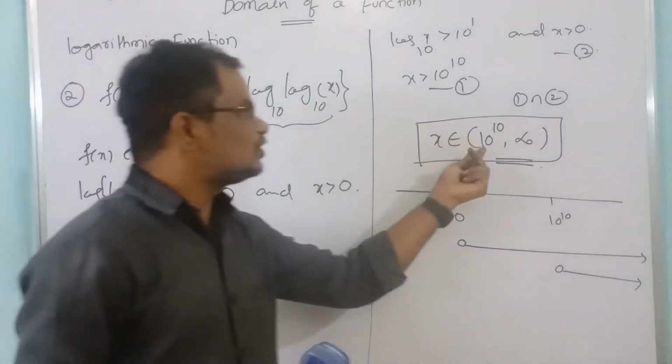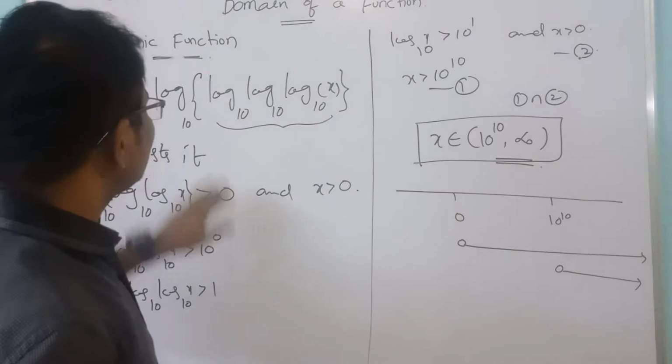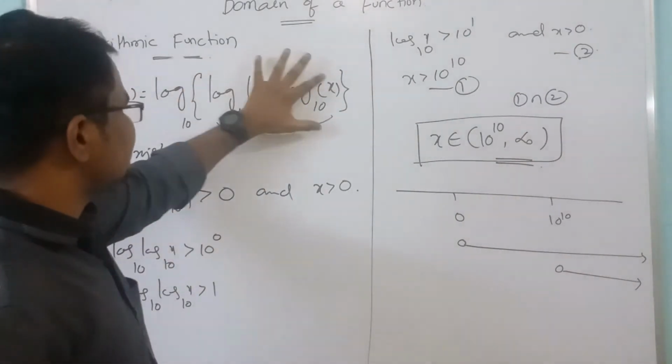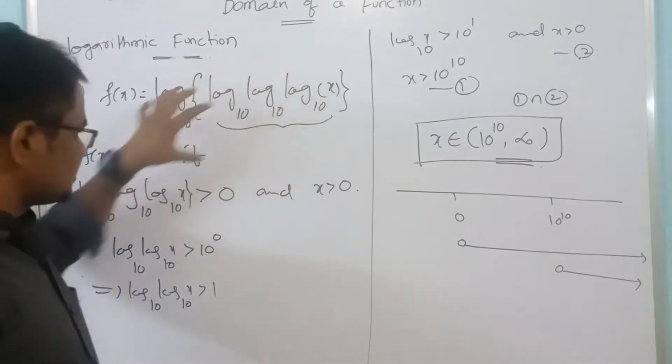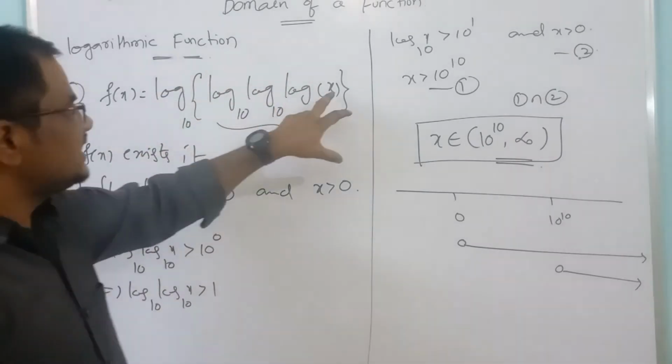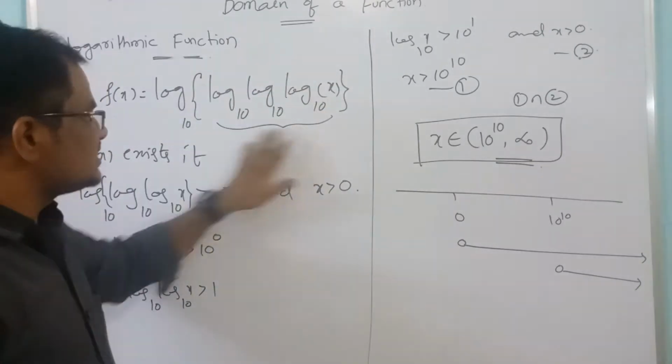10 to the power of 10 to infinity. Okay, no? So for this, what have you taken? This one as f of x, means f of x greater than 0, because it is in the form of log of f of x greater than 0. And again here also x greater than 0. Here x greater than 0, then only it exists.